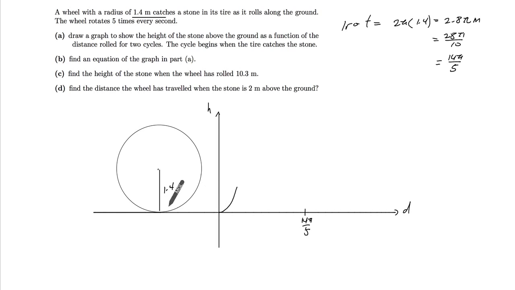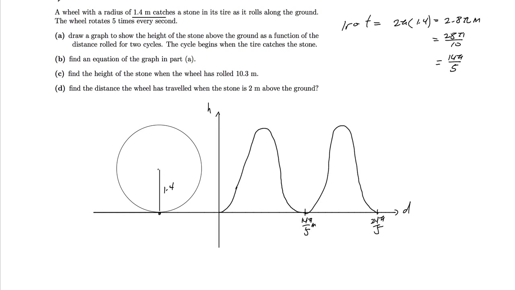So the height of the rock will be at the bottom, and then we'll end at the bottom again at 14 pi over 5 meters. For 2 cycles, just draw one more cycle. Well, it's kind of ugly. So this is 24 pi over 5.